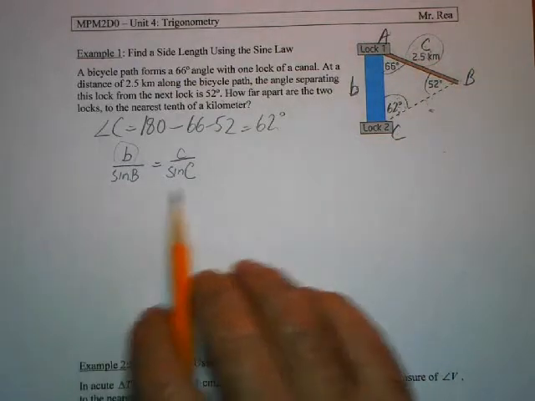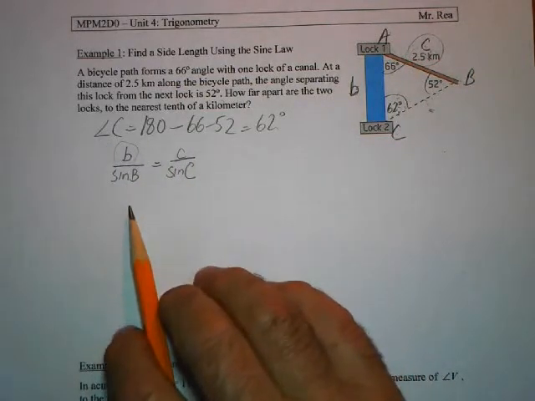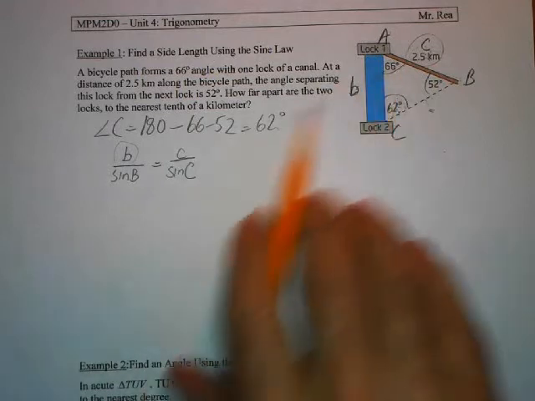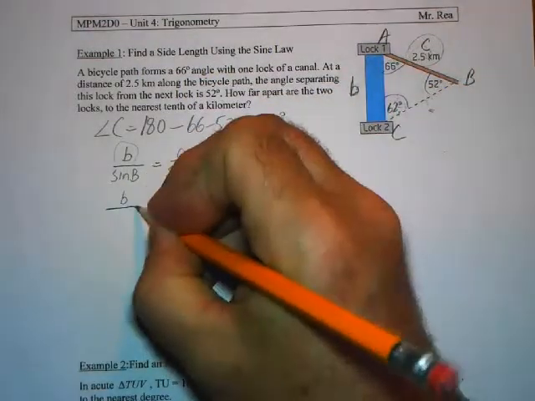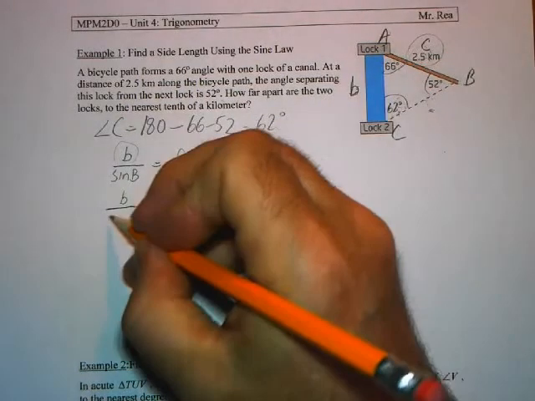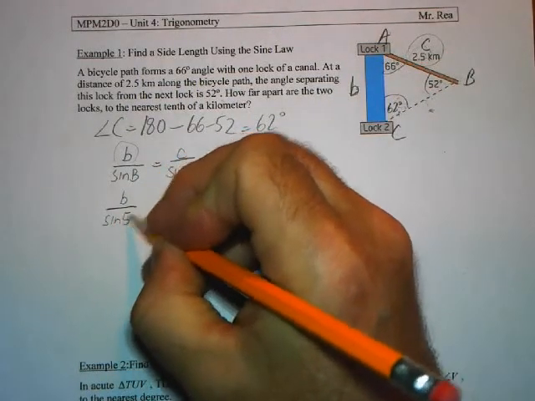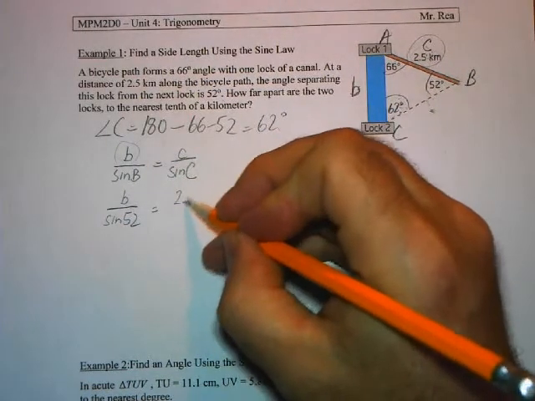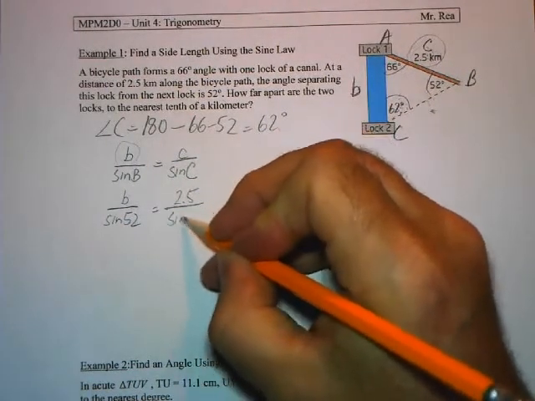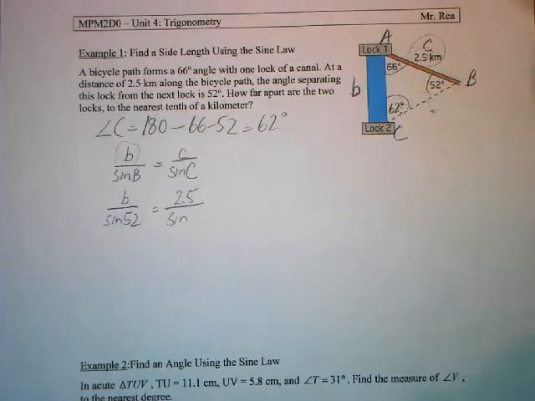Okay, so there's the ratio we're going to use. At this point now, I'm just going to plug in the values we know. So b is still what we're looking for, and then angle B is 52, so that's sine 52, is equal to side c, which is 2.5, over sine of angle C, which is 62.